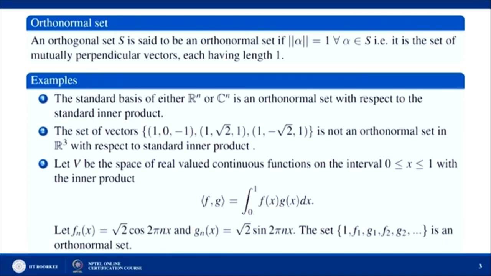Now besides being an orthogonal set, suppose it also satisfies that the norm of each vector is 1. Norm means, how do we define the norm of a vector? The norm of vector V is nothing but the square root of the inner product of V with itself. And this is simply the length of a vector.